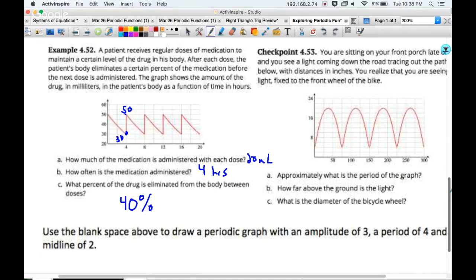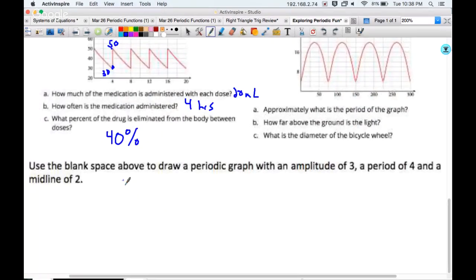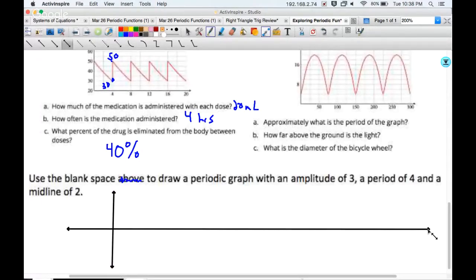All right, last one. Use the blank space below to draw a periodic graph with an amplitude of 3, a period of 4, and a midline of 2. So I'm going to make me a graph. Let me use my straight line tool for this. Best kind of graph would be a very long, skinny one like this, so I can show lots of different cycles.